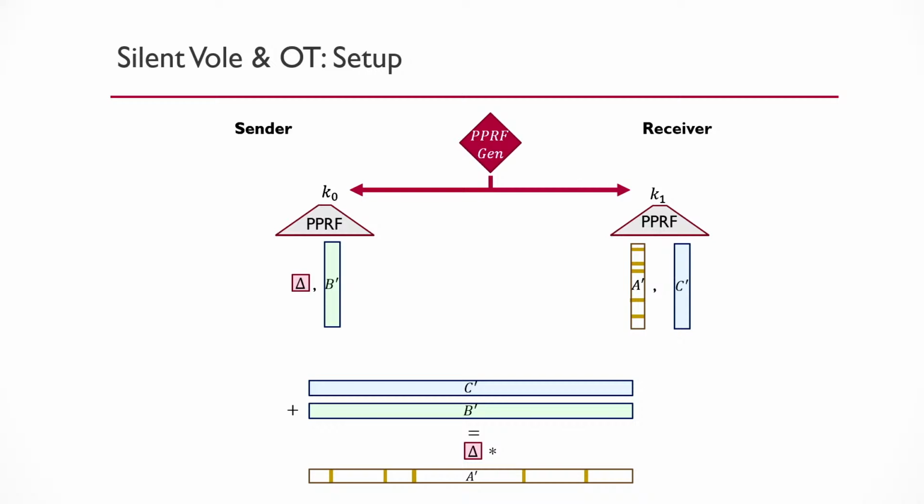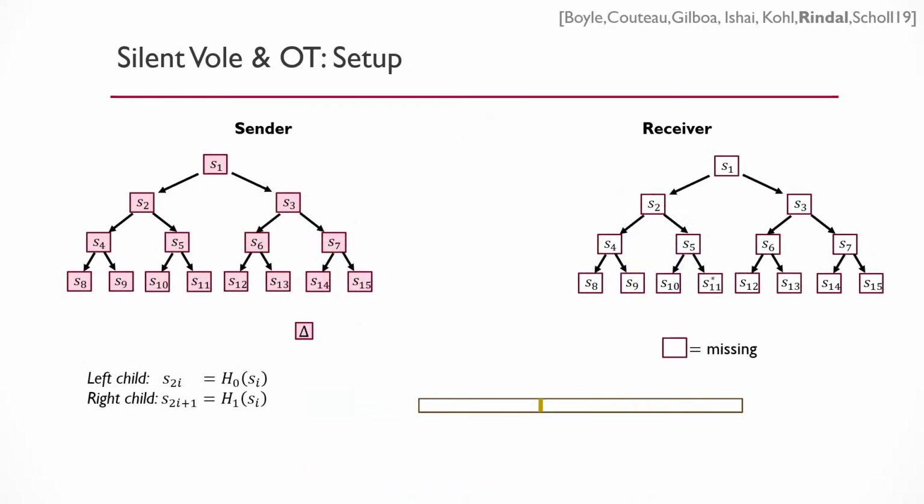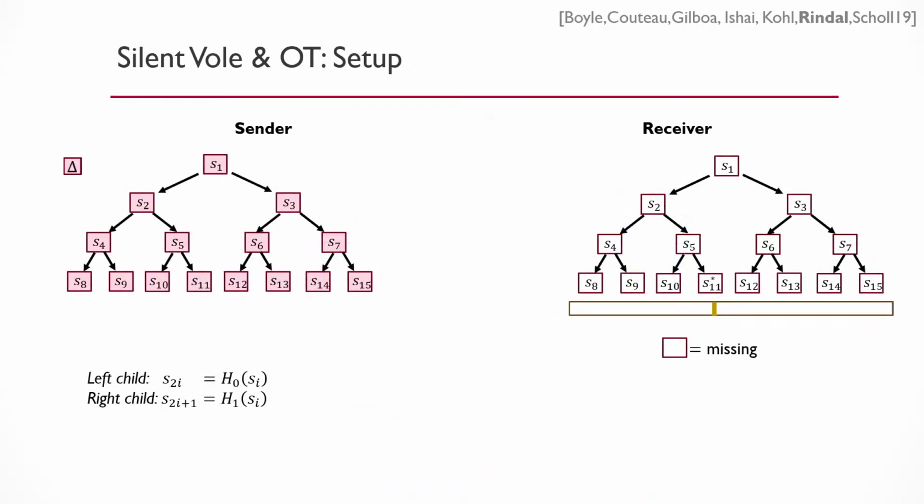So I just turn these vectors horizontal. And then to simplify the explanation, let's not say A is sparse, but let's say A is actually a unit vector. And then how do we generate this even sparser version of the correlation? Well, as many of you can guess, you use a tree, punctured PRFs, and distributed point functions, the basic algorithm.